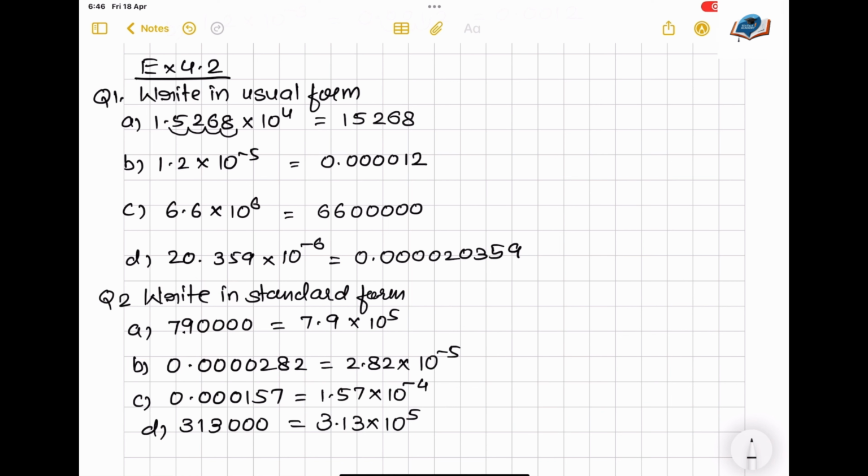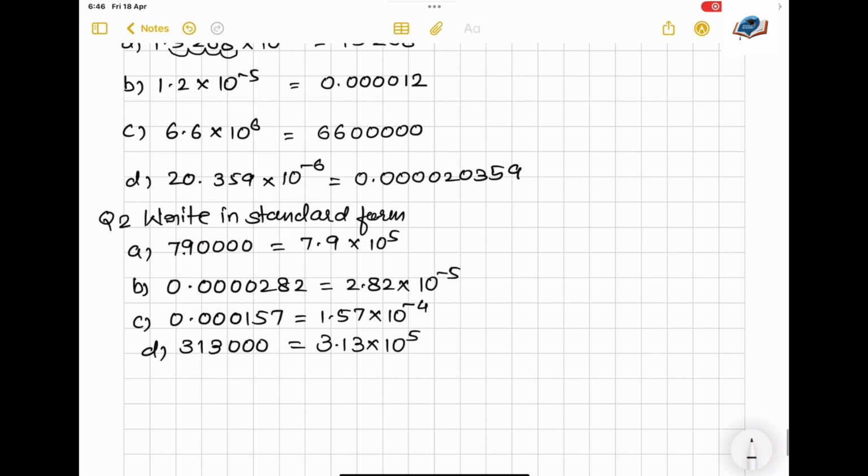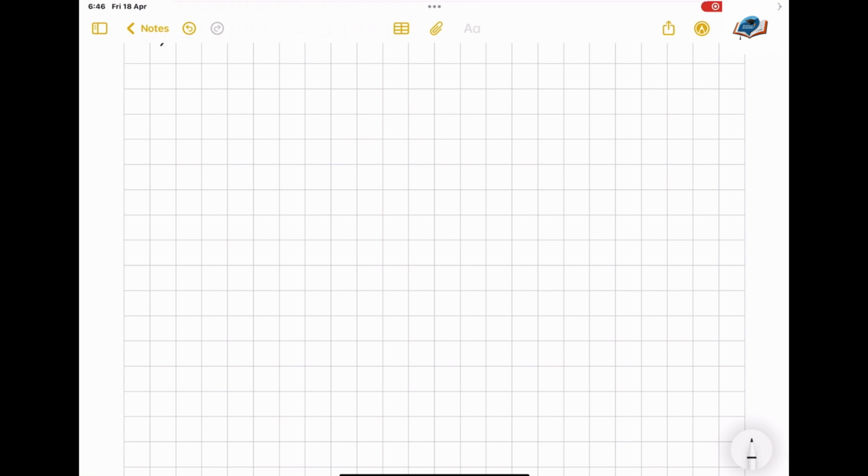Now, question 3 says express in standard form. Standard form I have to write. It says thickness of a piece of paper is 0.0016 centimeter. So I can write 1.6 into 10 raised to minus, because the point is on the left hand side, I am taking it on the right. 1, 2, 3. 10 raised to minus 3 centimeter.